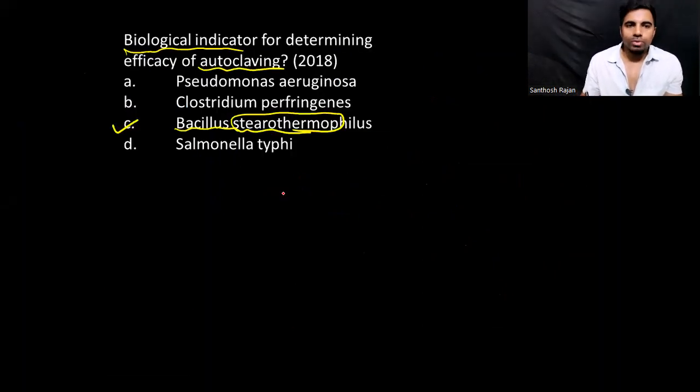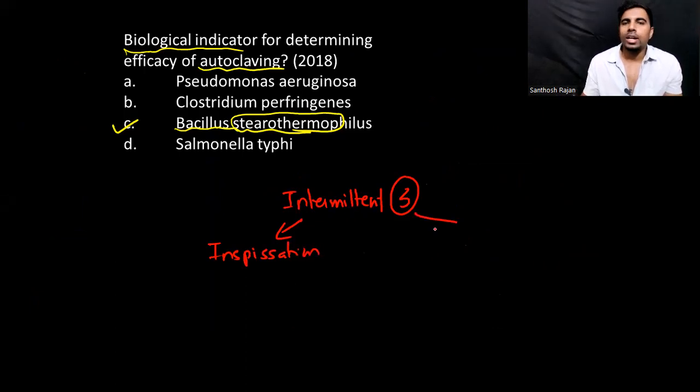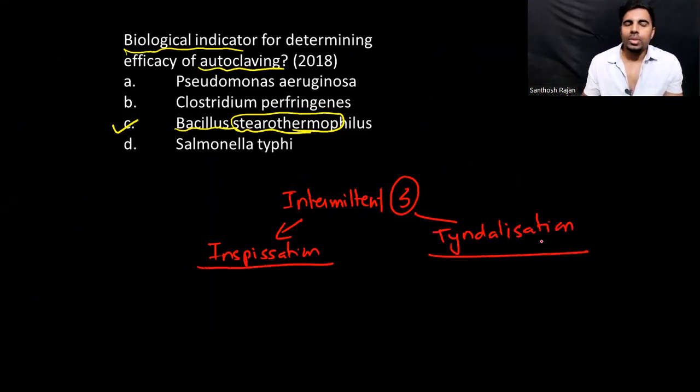Okay, so we have something called intermittent sterilization. In it there are two things. One is inspissation. The other is tyndallization, T-Y-N-D-A-L-L. How to remember it? Intermittent means you heat intermittently for 3 days. For both, it's the same: you heat for 3 days.